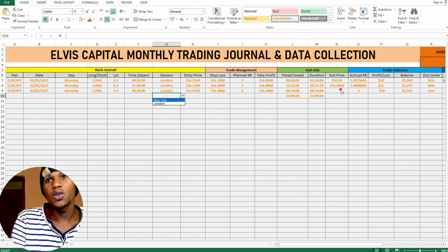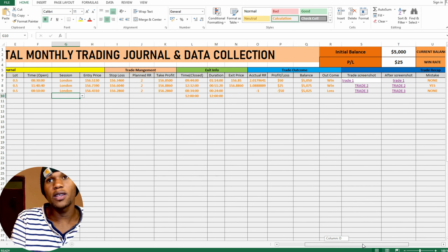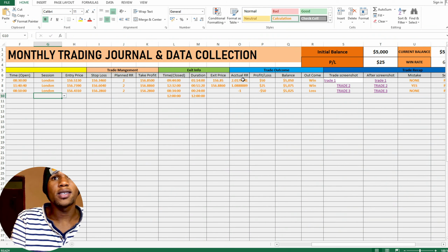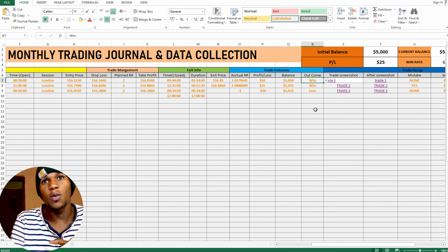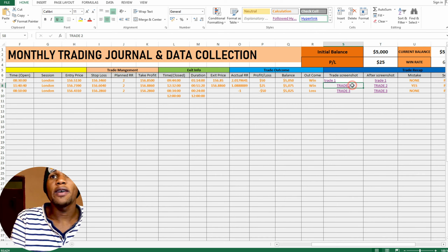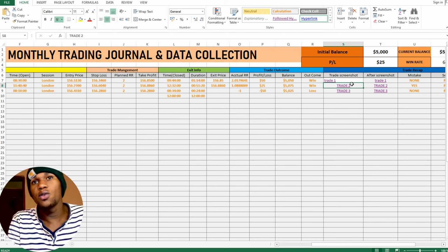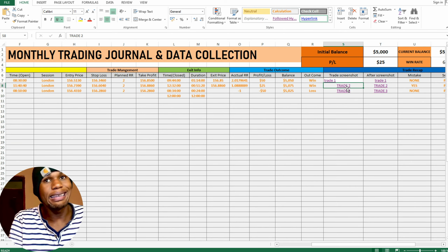So if you go this side, you can see that here I'm having outcome. The outcome could be a win or a loss. So I'm only having 2 pop downs in this column over here. Over here you can see that this is where I do take my screenshots, and then I link the trades that I took previously.